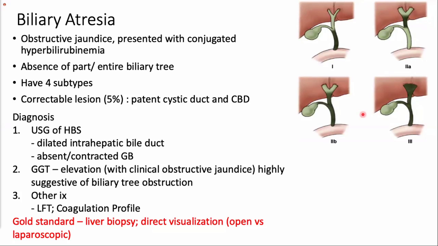And then in the pediatric protocol, if we have clinical obstructive jaundice, the characteristic pale stool with dark urine and also the presence of pruritus and jaundice, and in concurrence with that, an elevated GGT is highly suggestive of biliary tree obstruction. So in such cases, the protocol mentions that we need to thoroughly try to rule out biliary atresia.